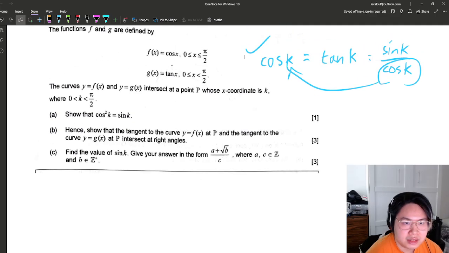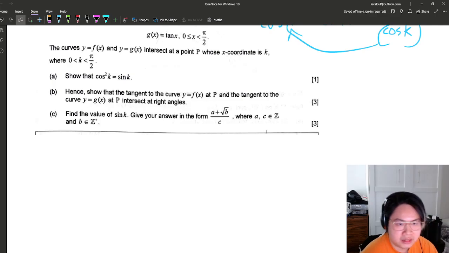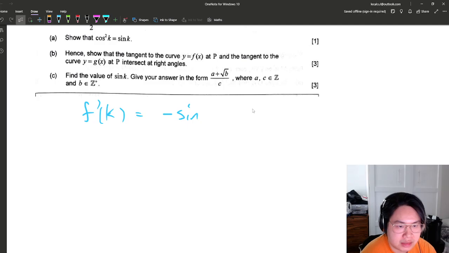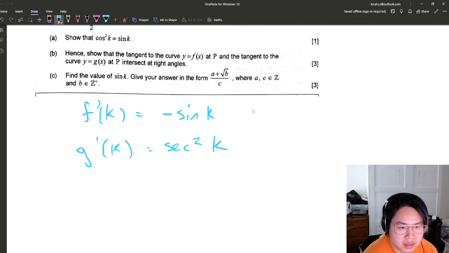Okay, hence show that the tangent curves intersect at right angles, so the tangents of both are going to be perpendicular. That means we need to find their gradients at the value k. f was cosine, so f prime is negative sine k. g prime is secant squared k. Then to show these are perpendicular, if you multiply these together, it should equal negative 1, because they're negative reciprocals of each other.